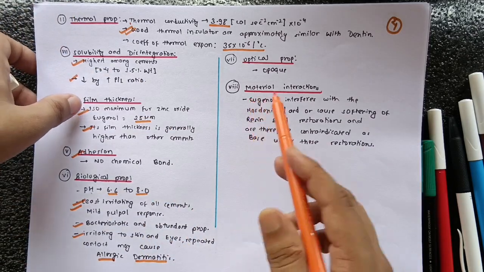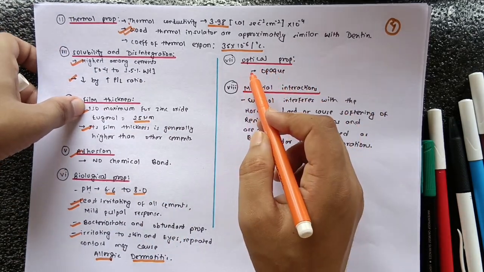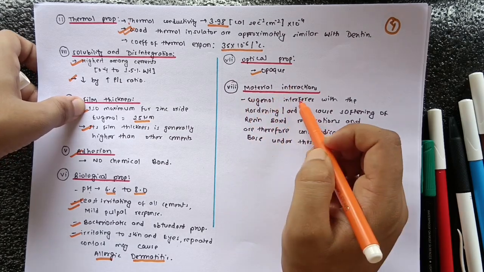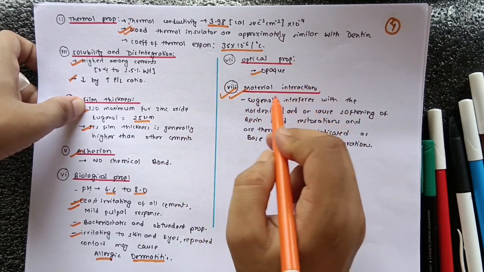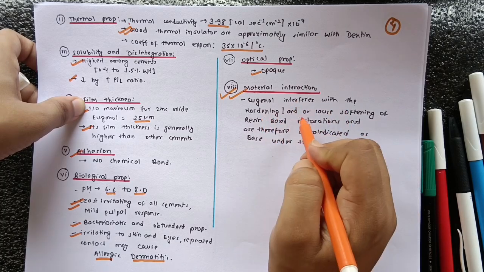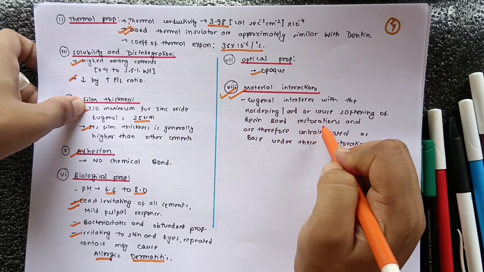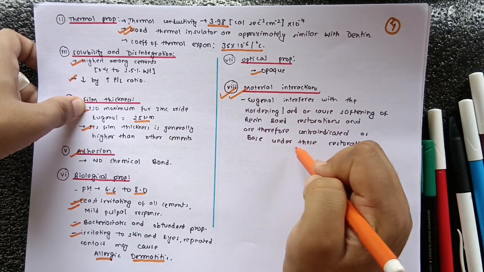Similarly, in the optical properties we say that it is opaque. In material interaction, which is important among all those points, eugenol interferes with the hardening of, or causes softening of, the resin based restoration, and is therefore contraindicated as a base under the restoration.